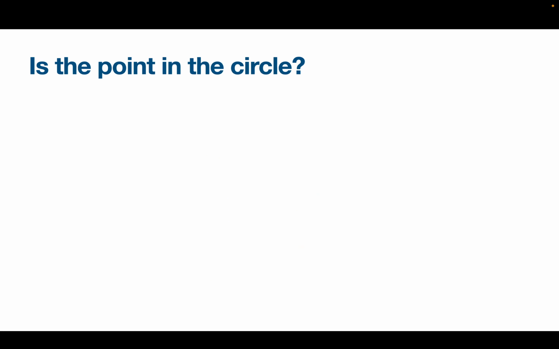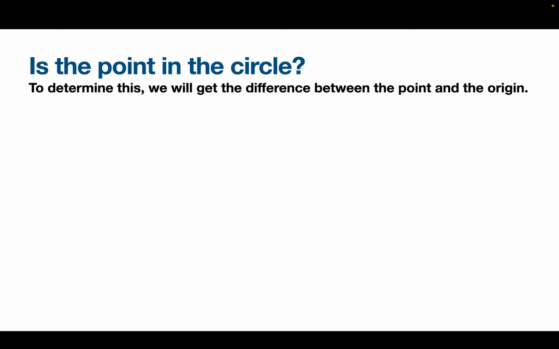Now, for every point we have to determine if it is inside or outside the circle. We will do this by getting the distance between that point and the origin of the graph. This will create a circle for us, so we did not really need the previous step. That was just for visualization.